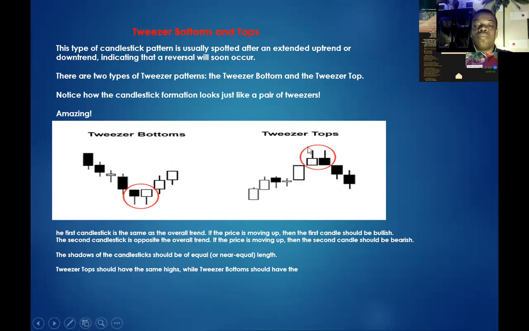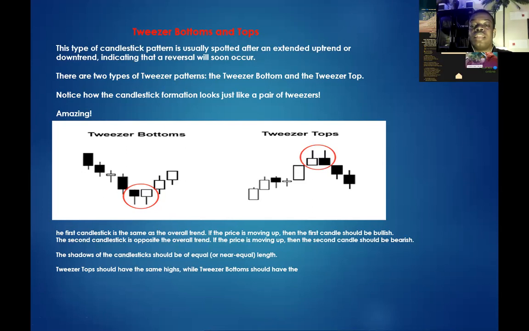Now, let's talk about the tweezer top. This is a tweezer top. A tweezer top appears at the top of an uptrend. It indicates that the buyers' strength has been exhausted and the sellers' strength is about to take over the market. Now, the first candle that forms the tweezer must be in the color of the existing trend, while the second candle will have the color of the expected downtrend.